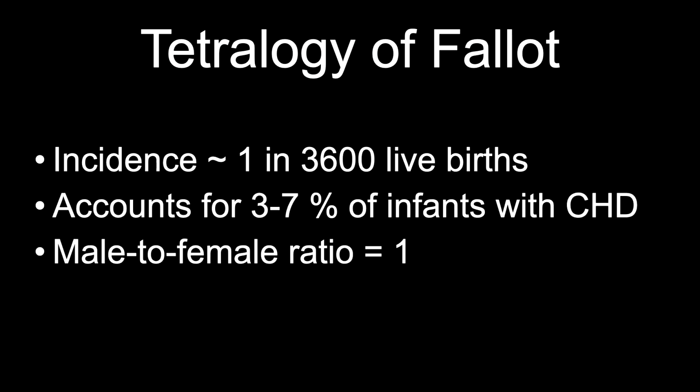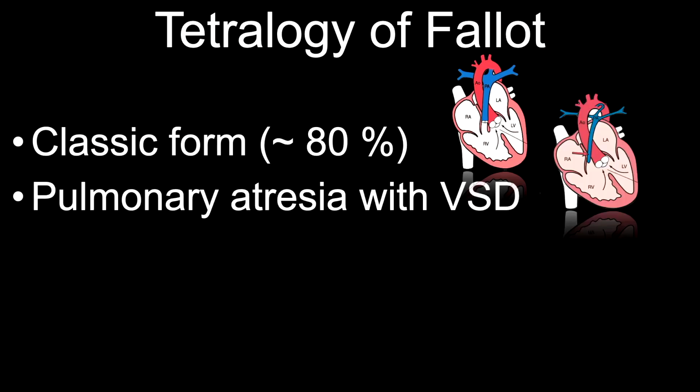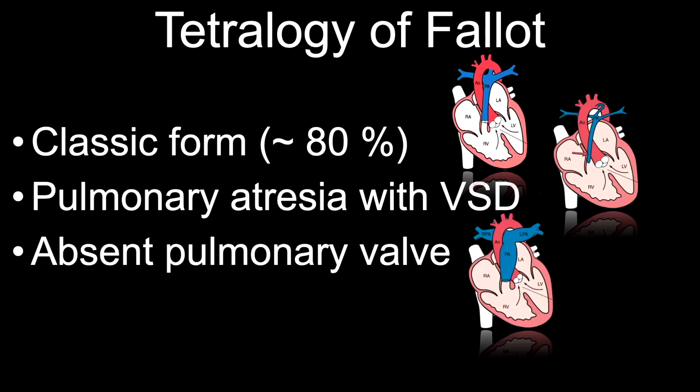The male to female ratio is about 1, unlike left-sided lesions, which are more common in male fetuses and newborns. There are 3 main forms. The classic form, which is related to the presence of the pulmonary stenosis, is present in about 80% of cases. The pulmonary atresia with VSD is the name applied when there is pulmonary atresia in association with aortic override. That's probably the remainder of the lesions, and very rarely you will encounter the absent pulmonary valve syndrome.